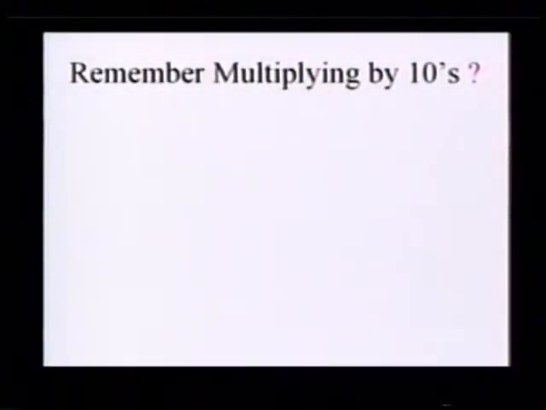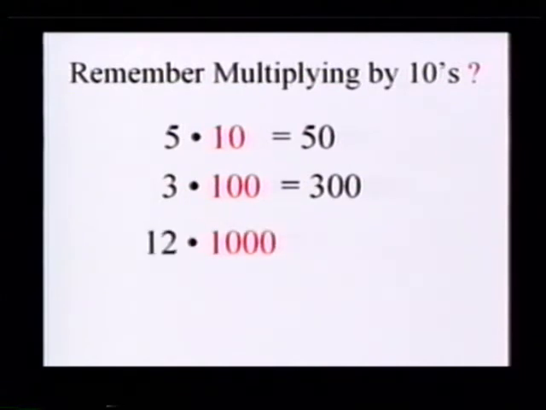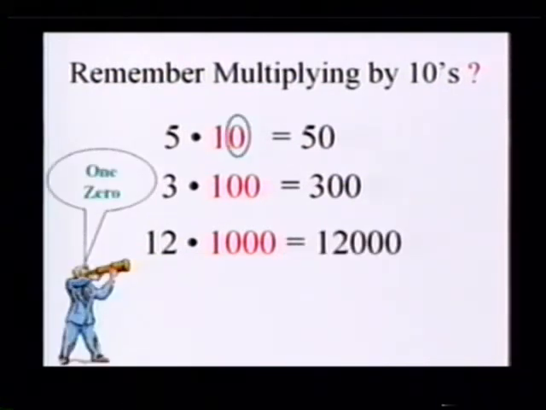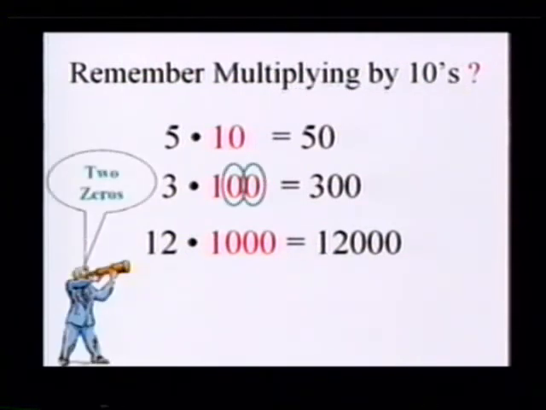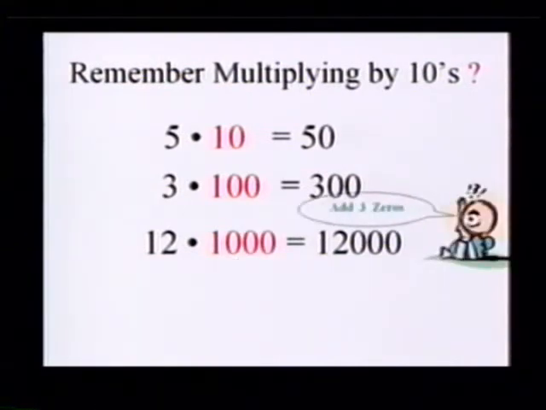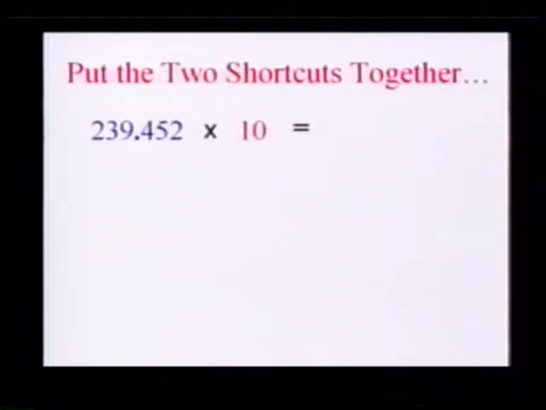Okay? Now look at here! Now remember, there's another shortcut I'll lead you to. Remember multiplying by tens, like 5 times 10, we just added a 0. Or 5 times 100, or 3 times 100, we added 2 zeros, right? 12 times 1,000, we add, do you know what? 3 zeros, okay? Well, notice a pattern. A little bit of a pattern. Well, let's put these two shortcuts together.